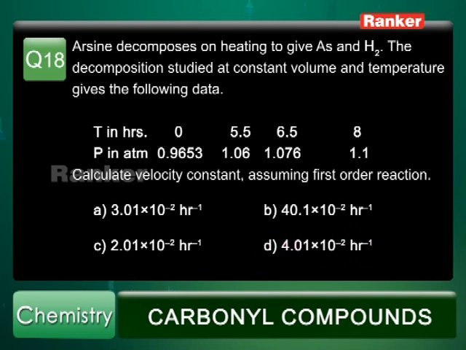When it is asked to prove that it is a first order reaction, you can find out the K at different time intervals and show that the value is remaining constant. And when you are asked to find the average rate constant, you have to take the average of all the K values that you obtain.